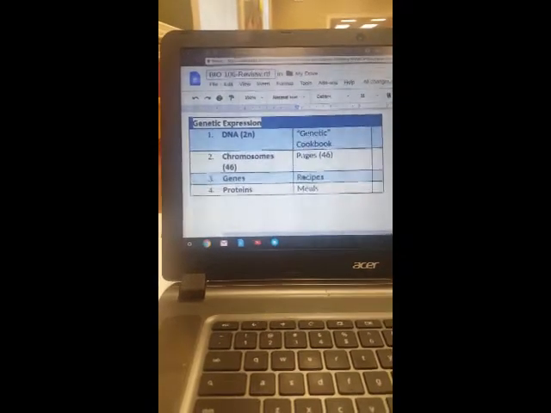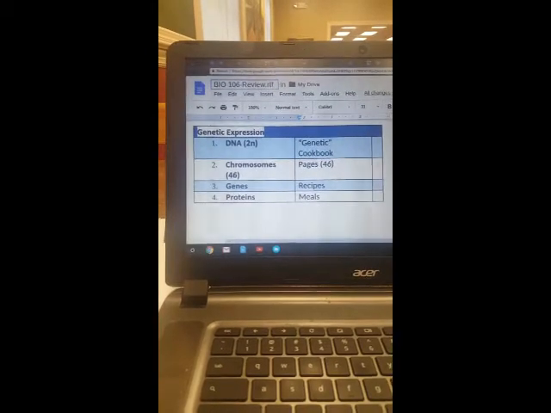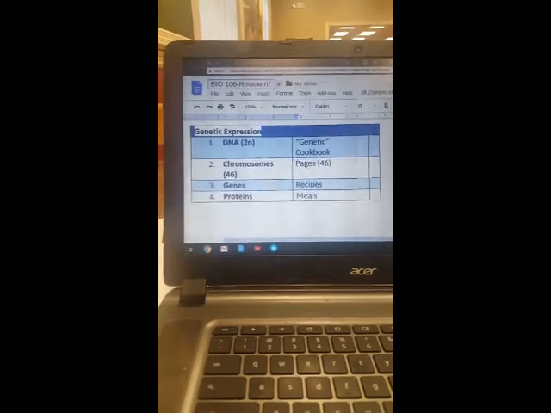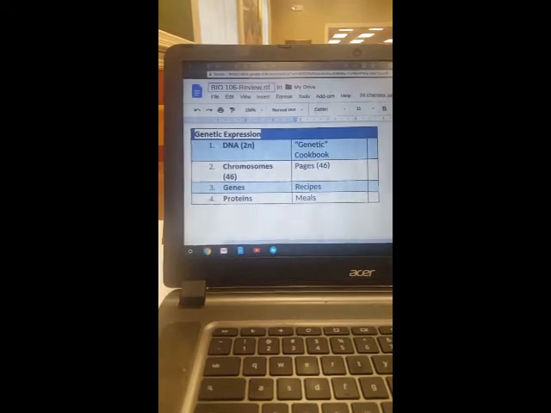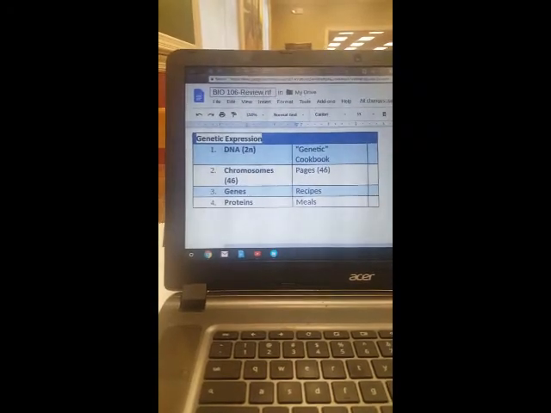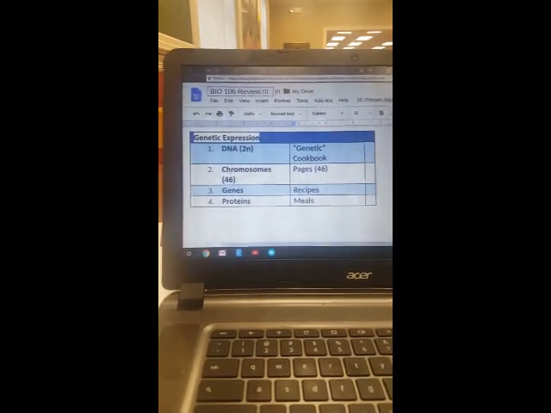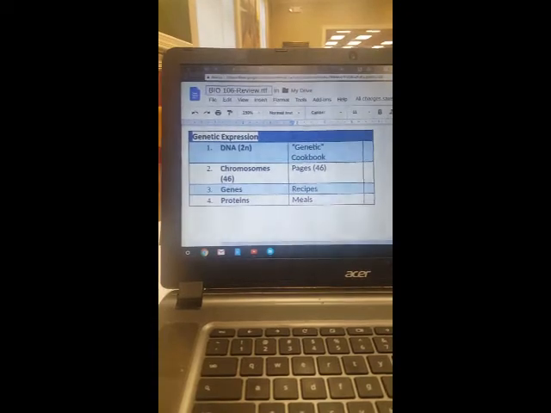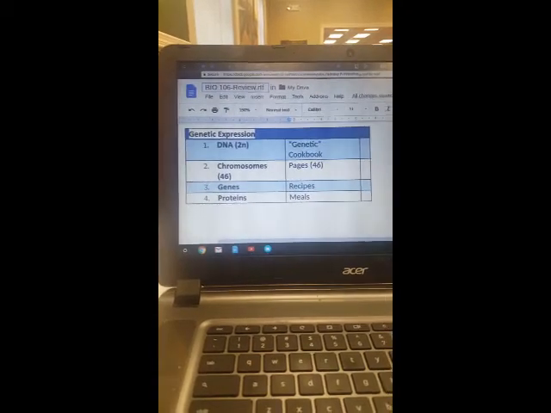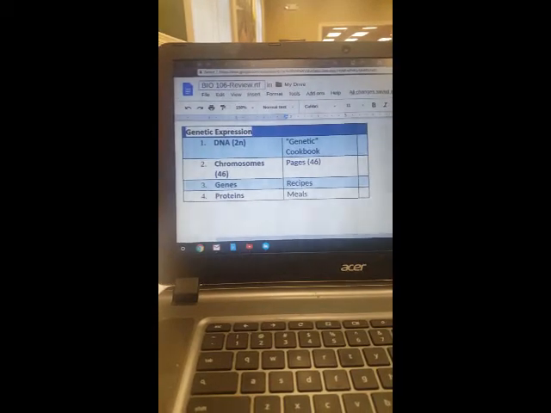So, to repeat a few things, we need to understand gene expression. Remember that we want to compare DNA to being a complete genetic cookbook symbolized by 2N. What we find making up DNA are chromosomes, 46 of them. That would be equivalent to the 46 pages you would find in that complete cookbook.